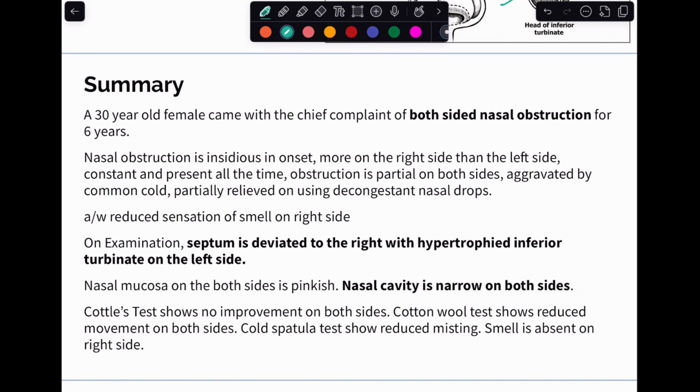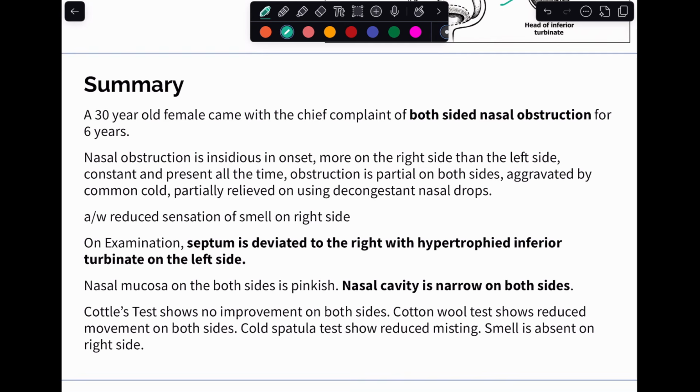So now we have completed discussing the clinical examination, the findings that we found, and the questions that are typically asked at this point. So now let's summarize our case. When you're asked to summarize your case, you basically have to give the most important points from both your history as well as clinical examination to your examiner.